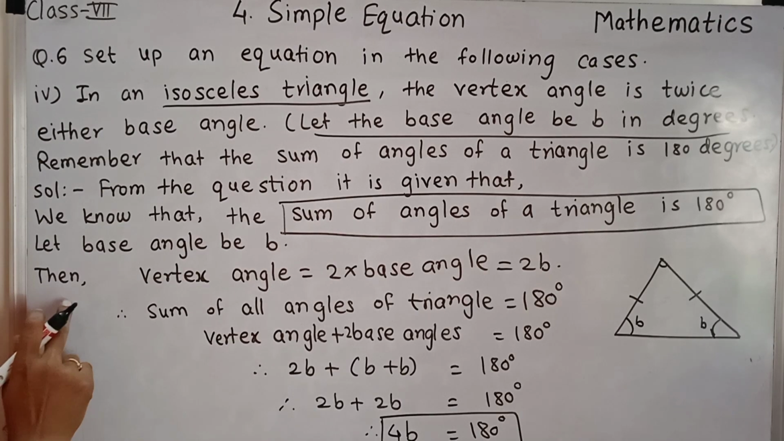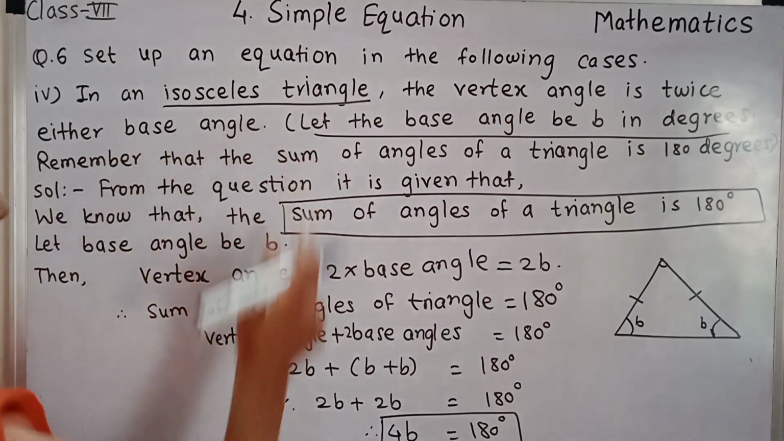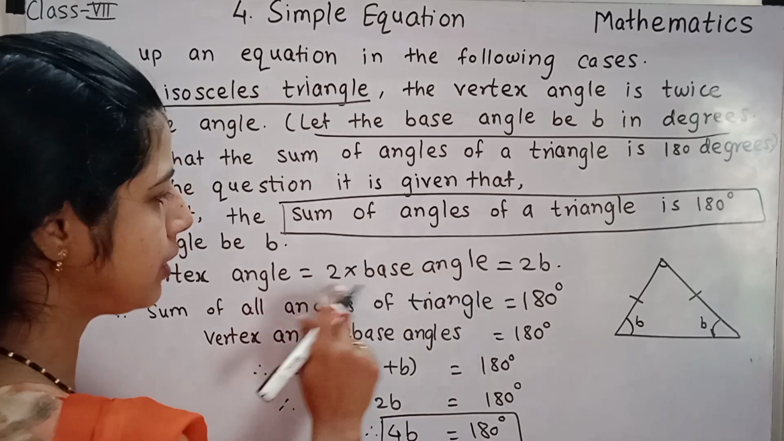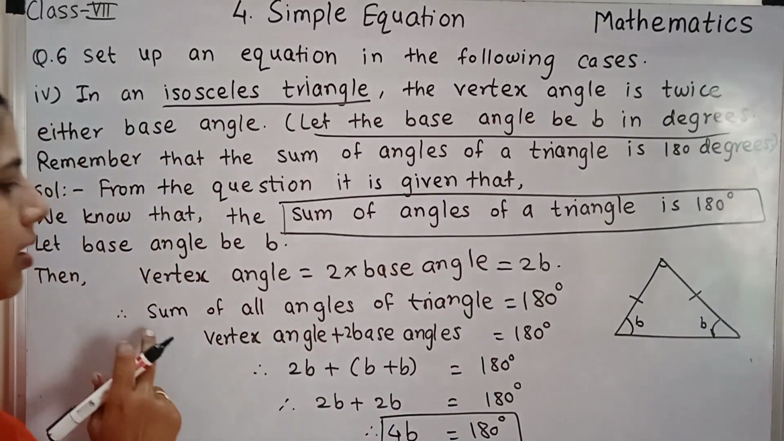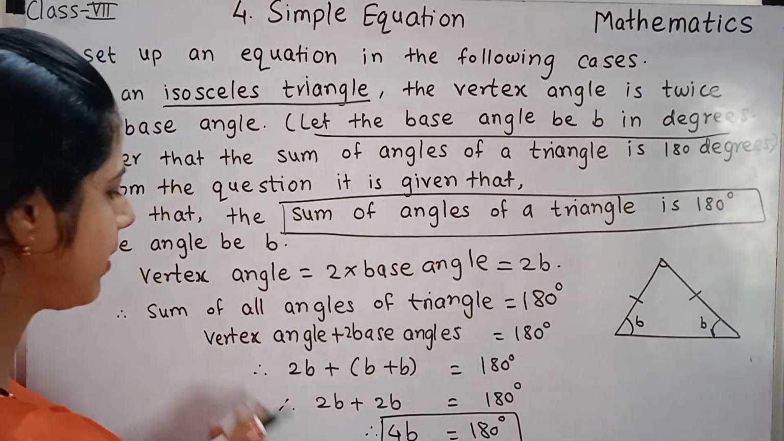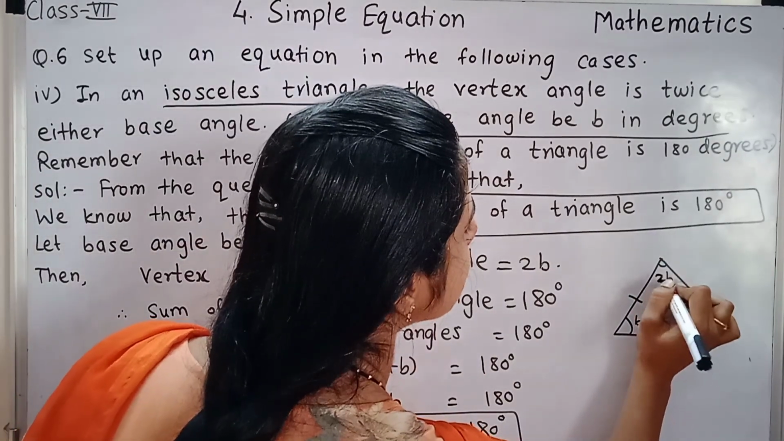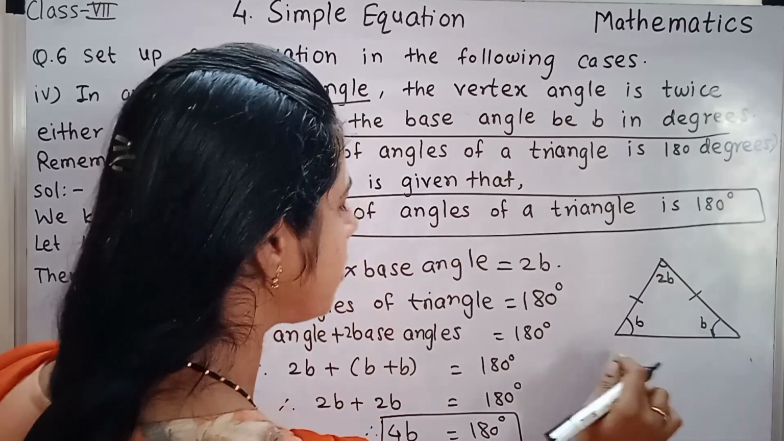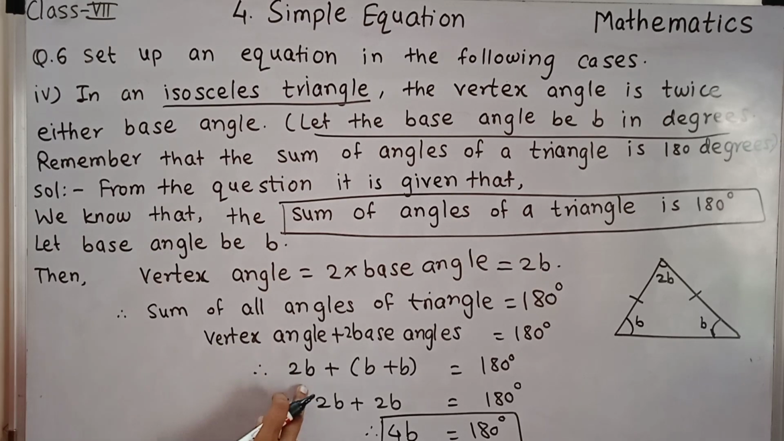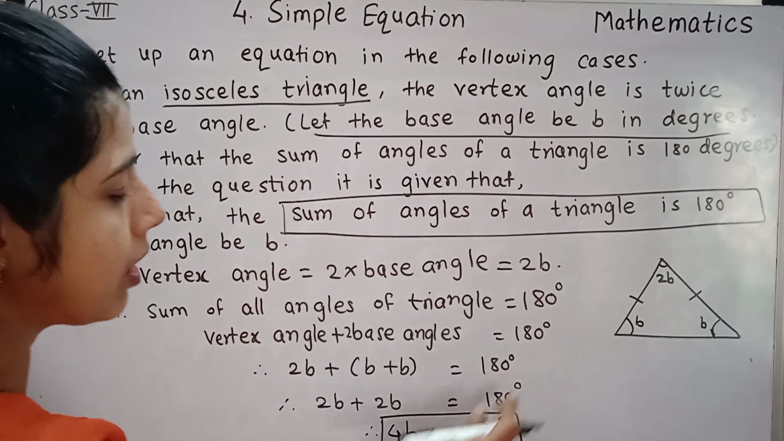The given condition is that the vertex angle is twice either base angle. The base angles are the same, so the vertex angle is 2 into the base angle, which is 2B. As we know, the sum of all the angles of the triangle is 180 degrees. The vertex angle is 2B and the two base angles are B plus B, equal to 180 degrees.